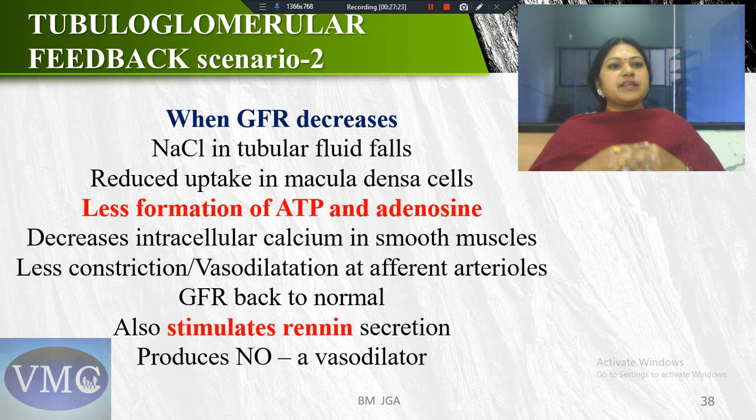Now we go to the next scenario where the GFR decreases. We talked about when the GFR is more, that is, the blood volume is more, the blood flow is more, GFR is more. Now we will see what happens when the GFR is decreased. This is your second scenario. Sodium chloride in the tubular fluid falls, there is reduced uptake in the macula densa cells, less formation of ATP and adenosine, a decrease in the intracellular calcium in the smooth muscles, less constriction or vasodilatation of the afferent arteriole, and GFR goes back to normal. It also stimulates renin secretion, and nitric oxide, a vasodilator, is also produced.